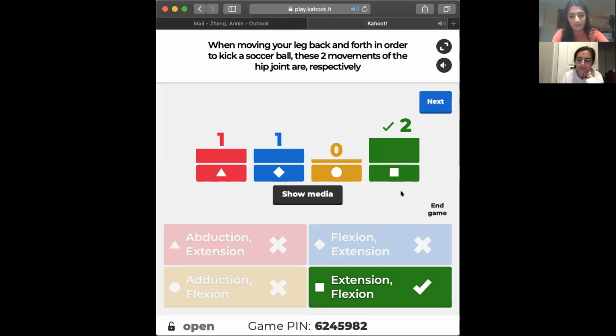Okay, this one. I wrote similar to arms. Flexing is a kind of forward motion, and then extending is backwards. So when you're moving your leg back to kick that soccer ball, it's extension. And then when you kick it forward, that's flexion.